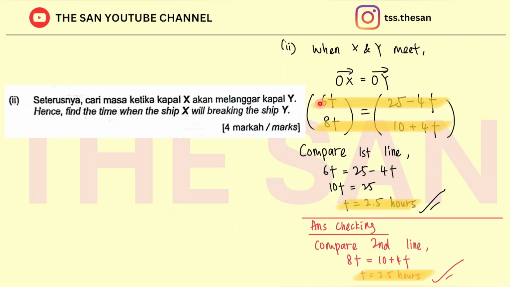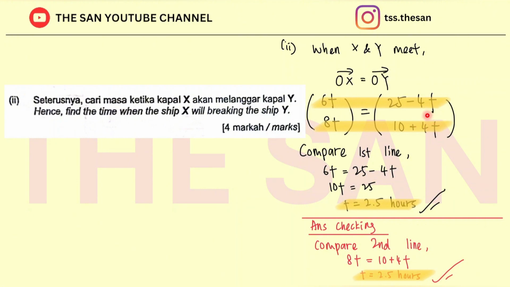And then we do the comparison. You can choose whether you want to compare the first line or the second line. So here I compare the first line. After comparison, I found that T equals 2.5 hours. So to do the answer checking, we just have to compare another line, and we will get back the same answer, 2.5. Alright, so why for these two lines will we get the same value of T? Because the question already tells you X will meet Y. So if they meet, that means for these two lines you will get the same answer.